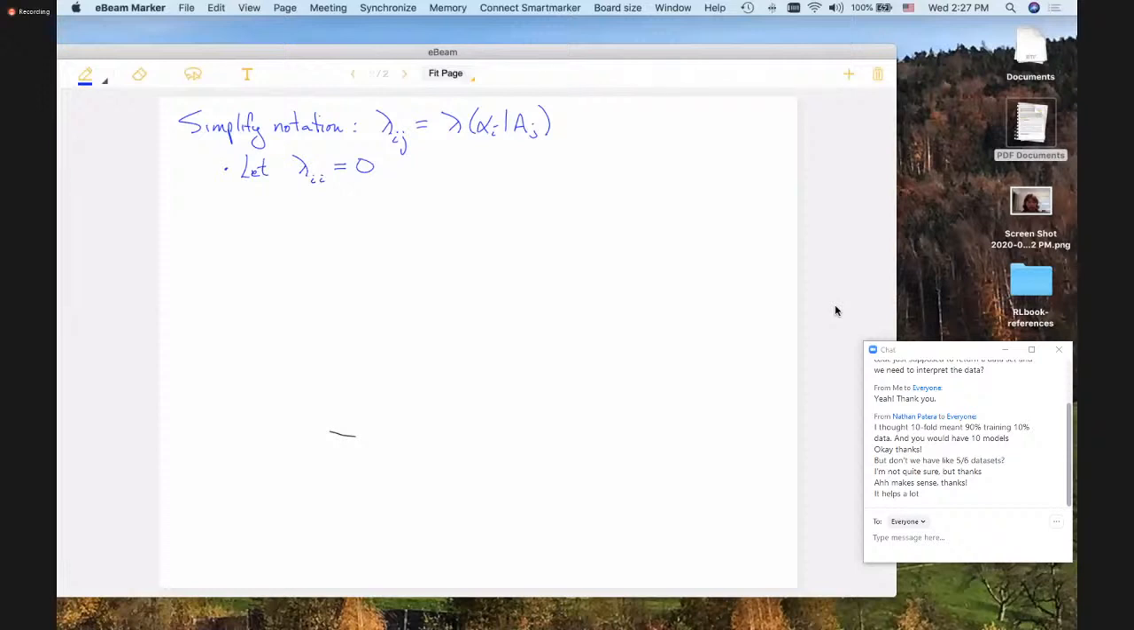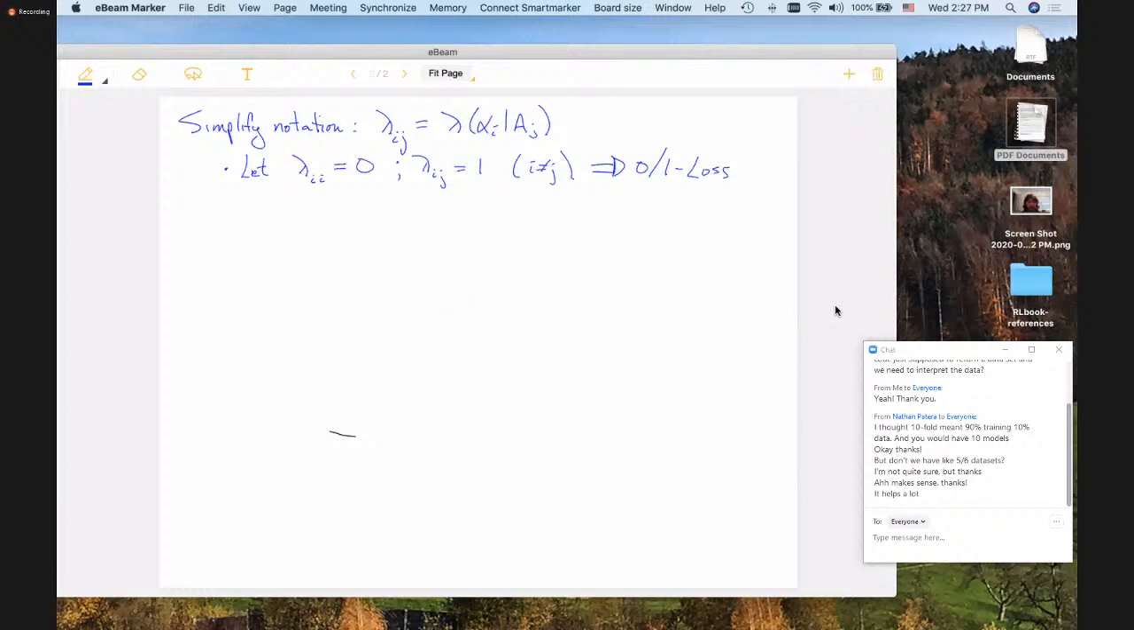Make sure I'm not lying to you. Yep. And lambda ij equals 1 when i is not equal to j. So in other words, what I've just told you that we're going to use here is 0-1 loss, which again is a common loss function that you'll be using.